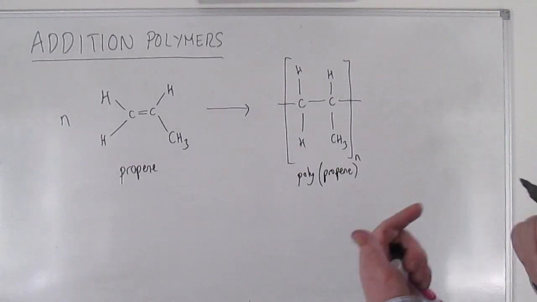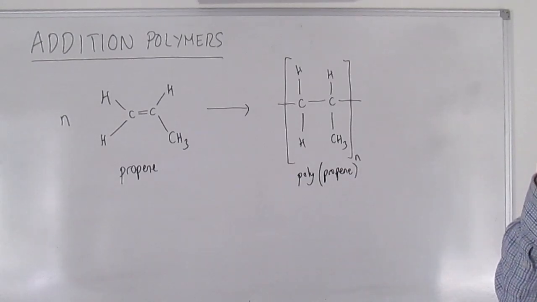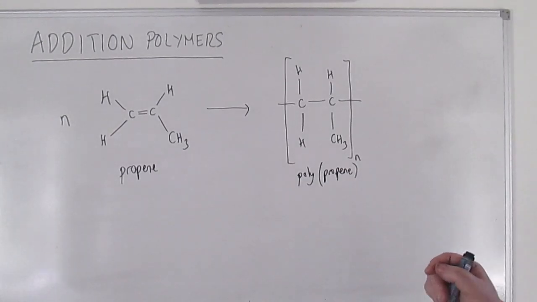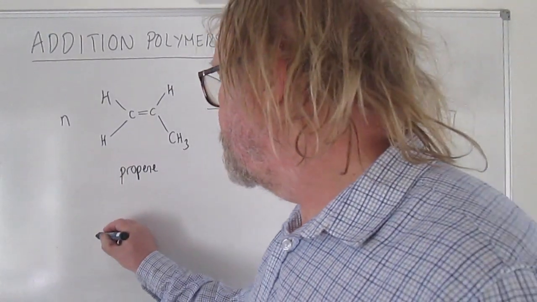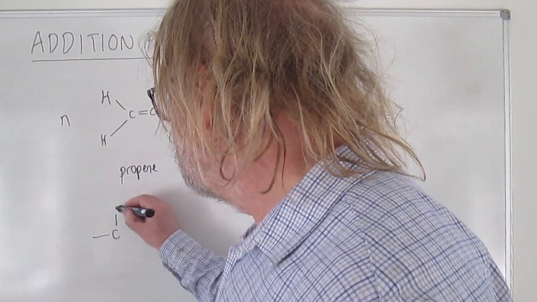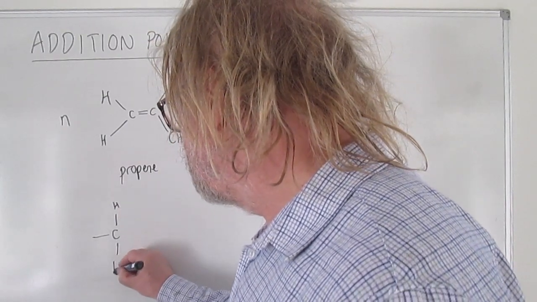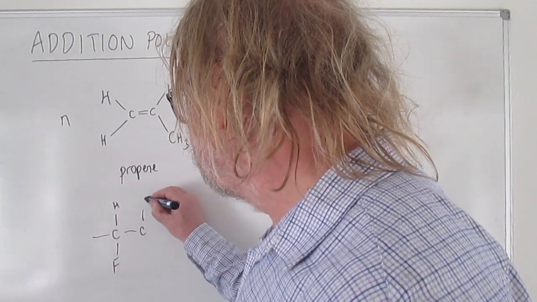The other thing you need to be able to do is, if they give you a snapshot of a bit of polymer, you need to be able to work out what the monomer was that it was made from. So for example, let's do something slightly more exotic. Suppose you have this.